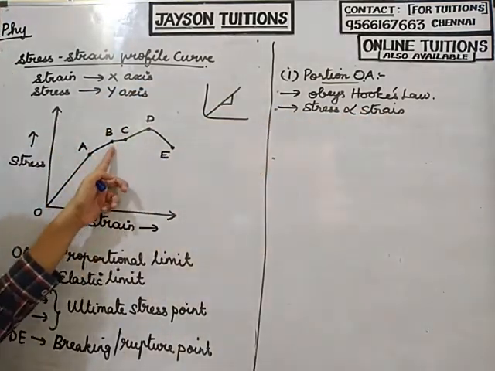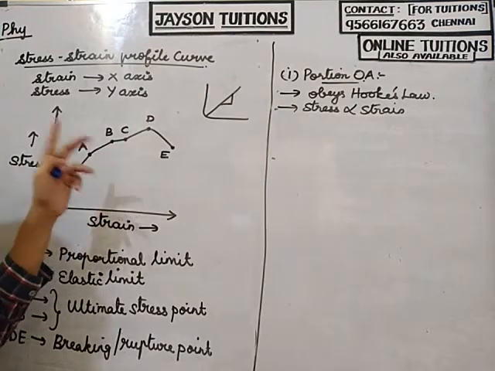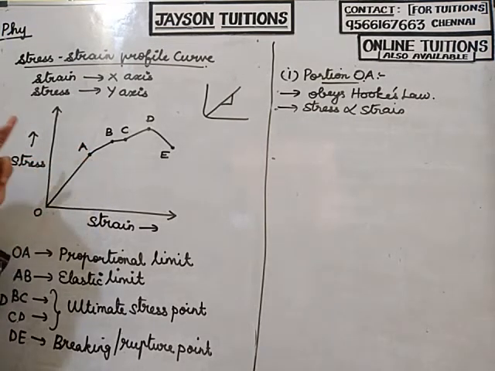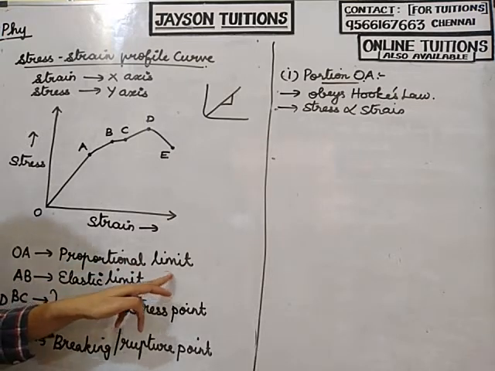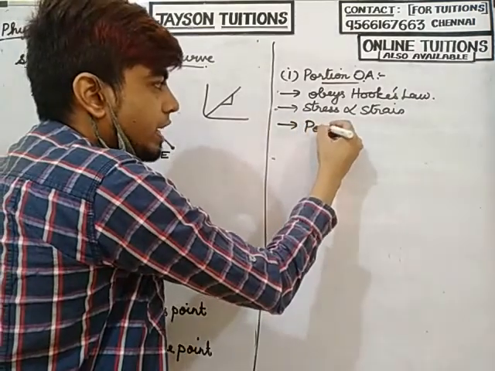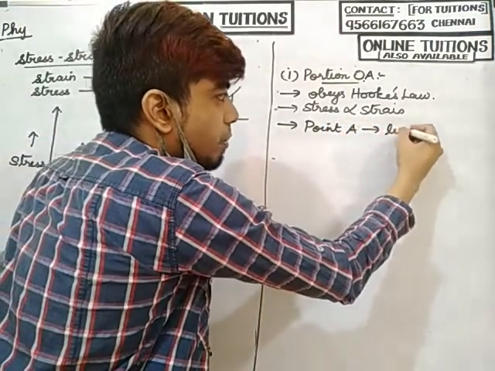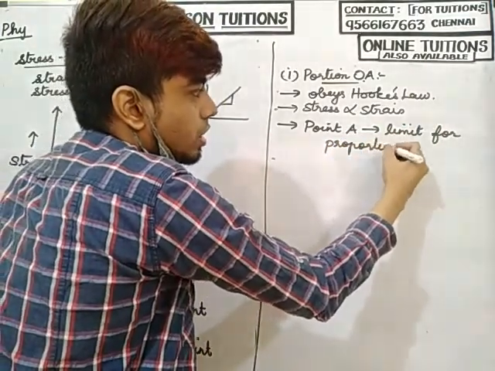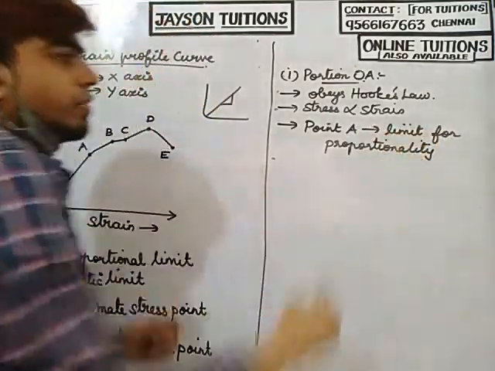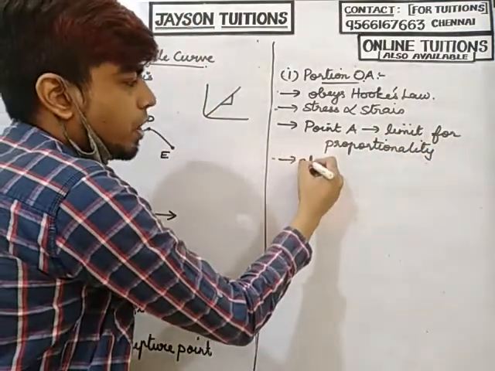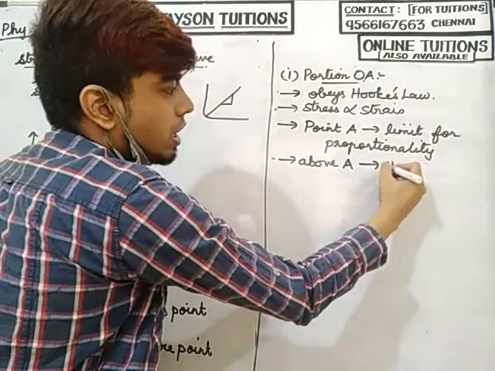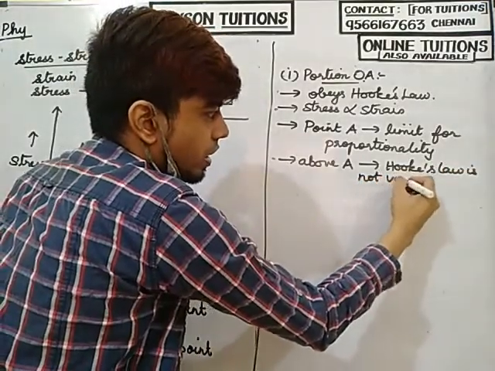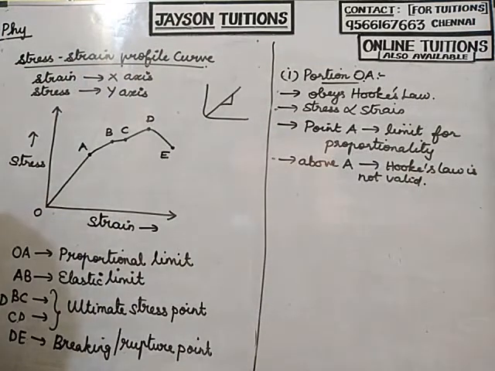After this point A, what will happen? The proportionality will break. So this point is called the proportionality limit, or proportional limit. The point A is the limit for this proportionality. Above this point A, Hooke's law will not be valid.